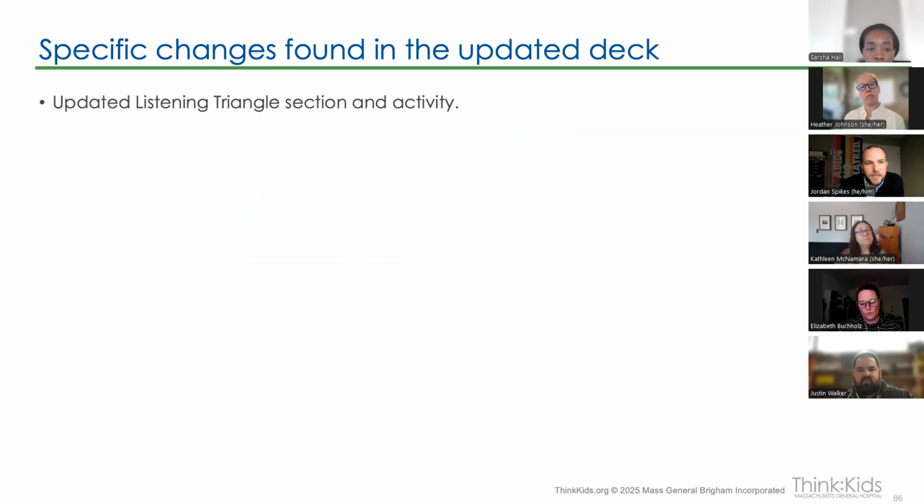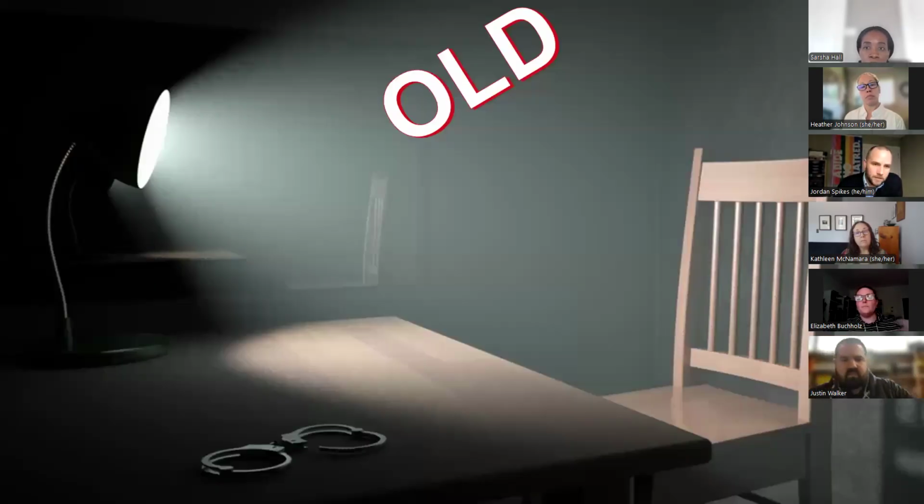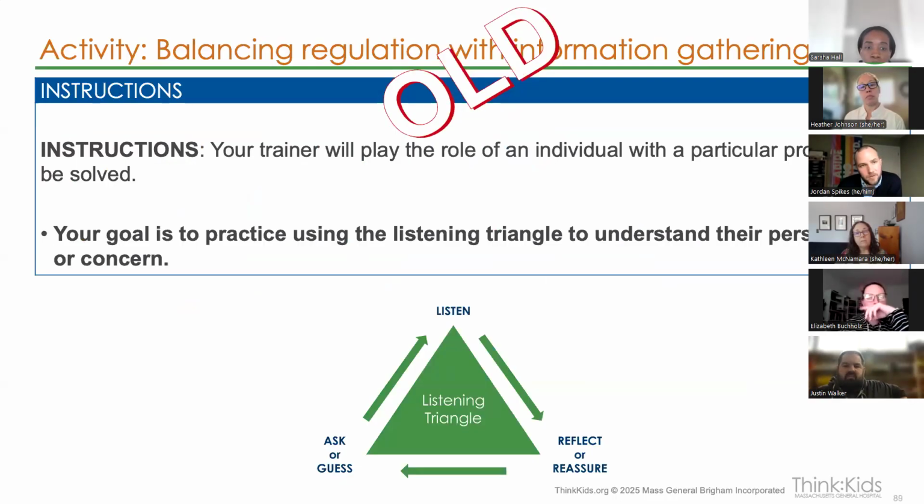And then the listening triangle activity has been updated, and the activity has been modified, changed, or removed. It used to say, hey, in the empathize ingredient, this thing called the listening triangle where we do this. The reason we do it is we don't want to interrogate people. Now here's an activity where your trainer will role play.